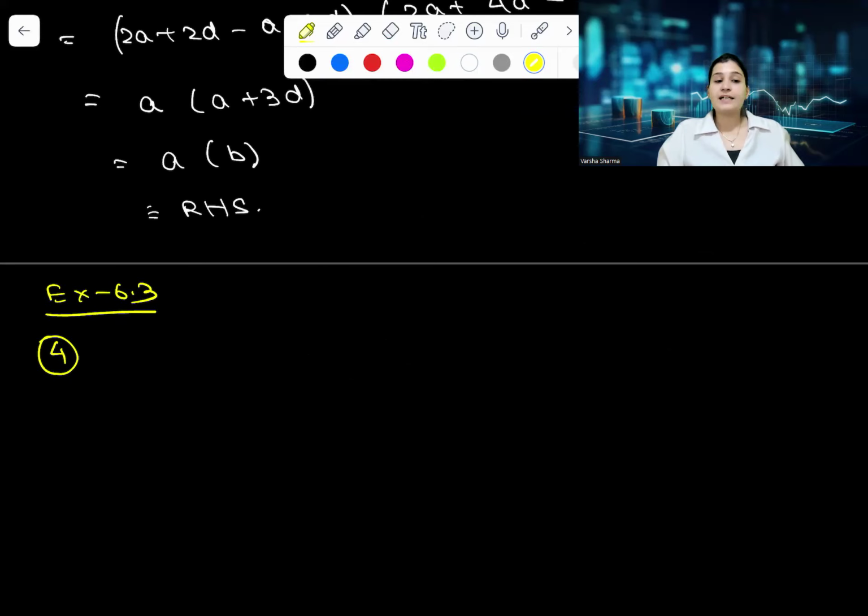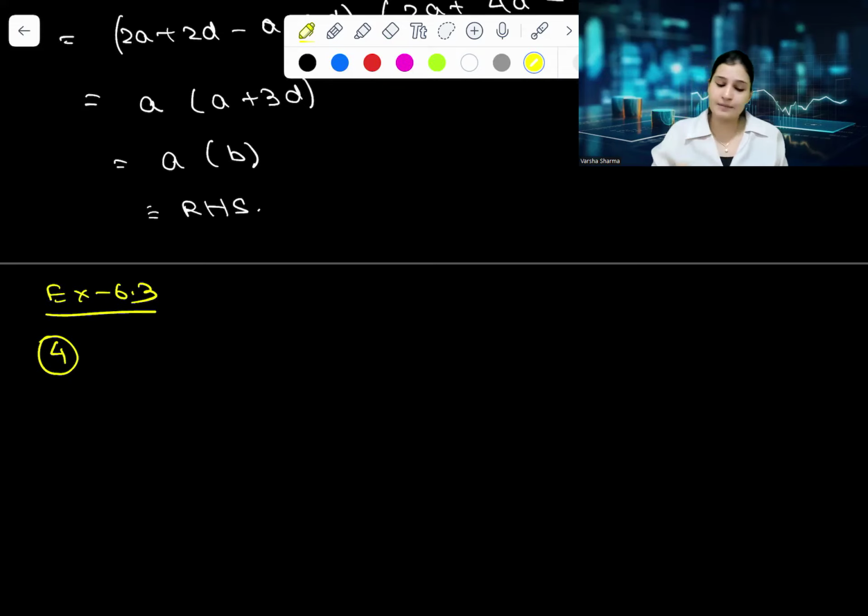There are n arithmetic means between 3 and 17. If there would have been 4 arithmetic means between 3 and 17, the sequence would have a total of 6 terms. If there are n arithmetic means, the sequence will have a total of n plus 2 terms. The first arithmetic mean would be the second term of the sequence. The fourth arithmetic mean will be the fifth term. Do you all agree? Same logic will apply here.